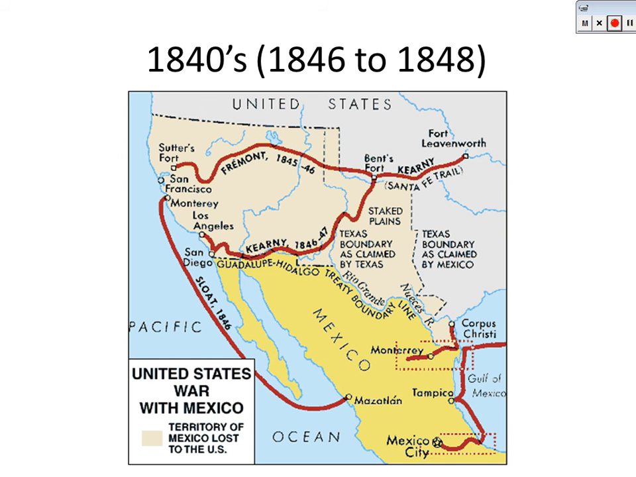You don't need to worry about the troop movements of John C. Fremont or Stephen Kearny. What you need to know is that if you see a map and all of this territory is highlighted, that is the territory gained by the Mexican War.